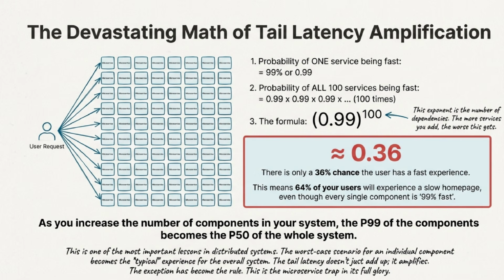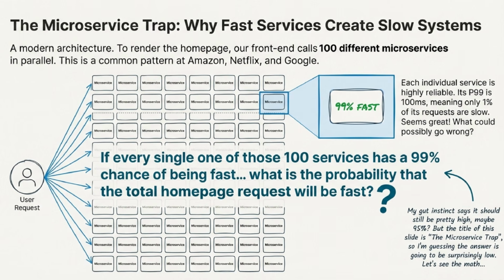Imagine you have a single service. It has a P99 of 100 milliseconds. That means only 1% of requests are slower than 100 milliseconds. Pretty good, right? Now, imagine you build a modern architecture. To render your homepage, your front end has to call 100 different microservices in parallel. This is actually common at places like Amazon or Google.